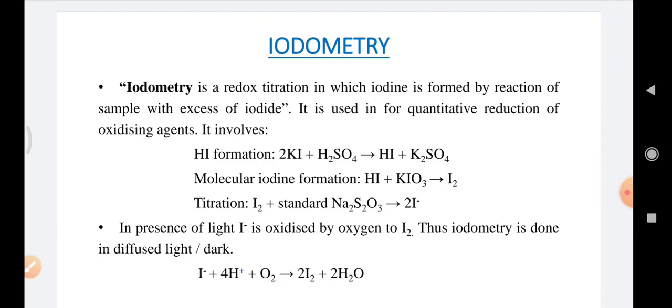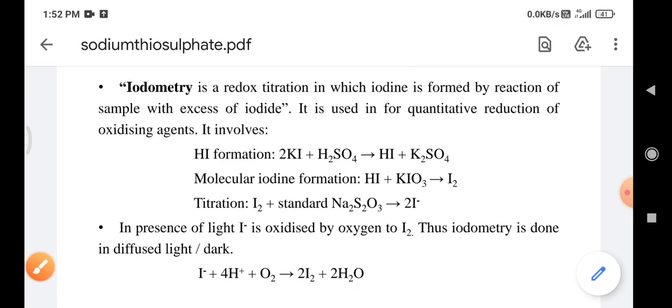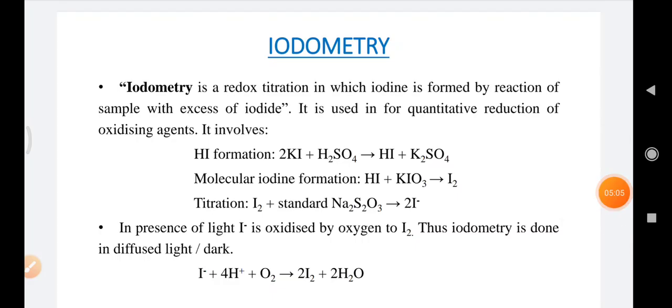Like in the first step, there is the formation of hydrogen iodide. In the second step, molecular iodine is formed. And in the third step, there is the titration. So, for the formation of hydrogen iodide, we react the potassium iodide with H2SO4.